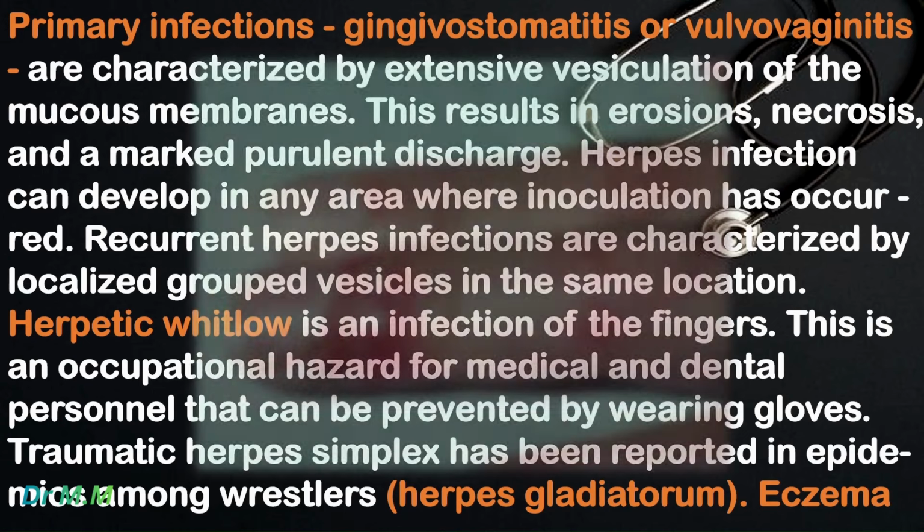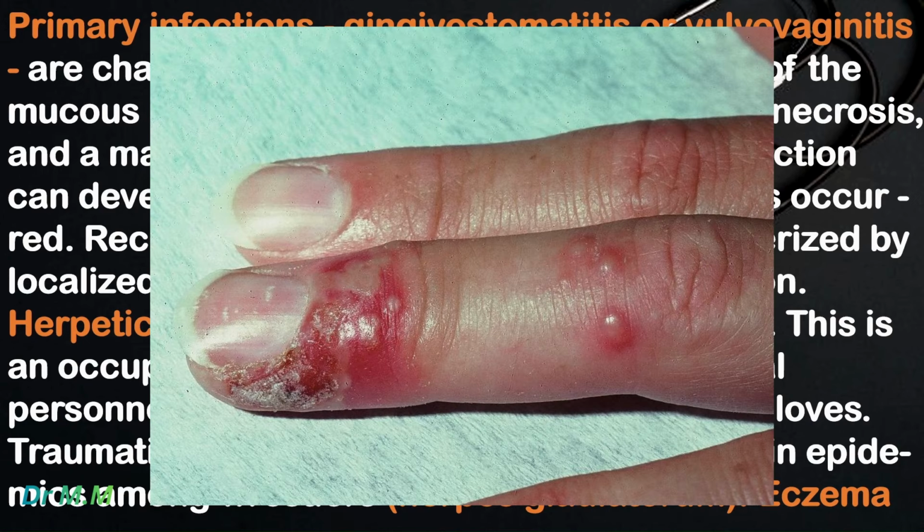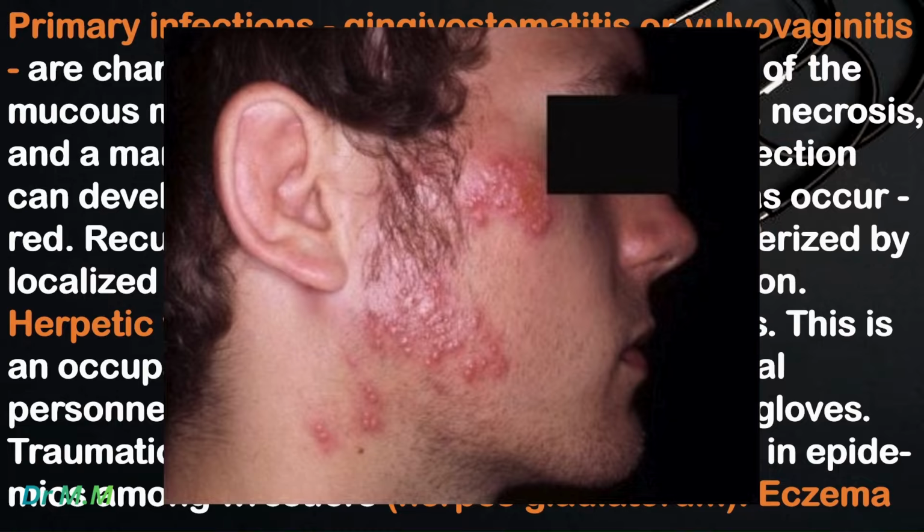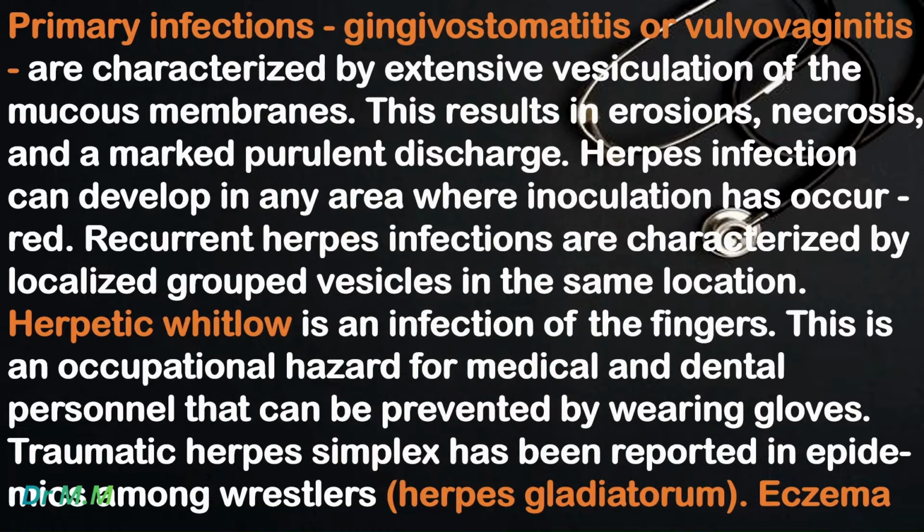Herpetic whitlow is an infection of the finger. This is an occupational hazard for medical and dental personnel that can be prevented by wearing gloves. Traumatic herpes simplex has been reported in epidemics among wrestlers, and is called herpes gladiatorum.